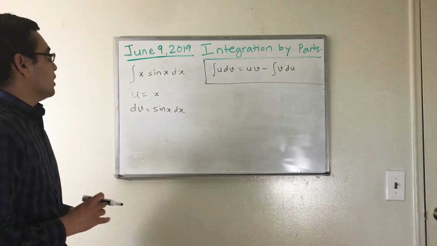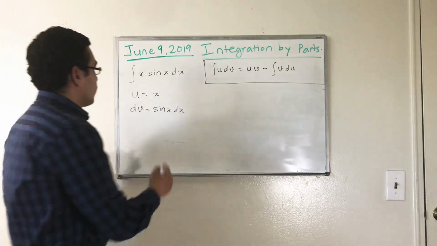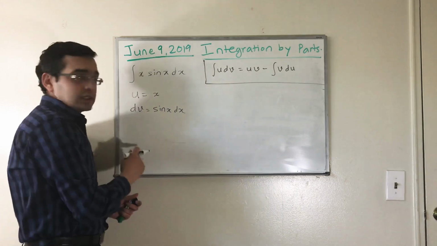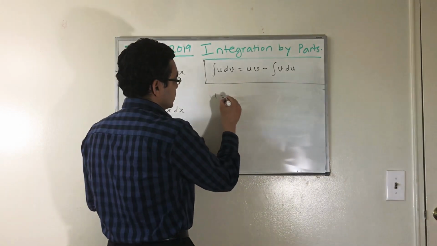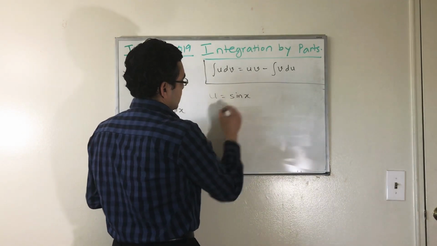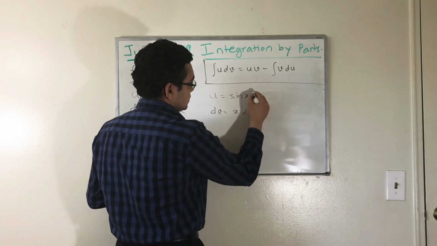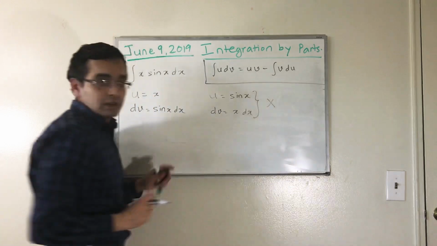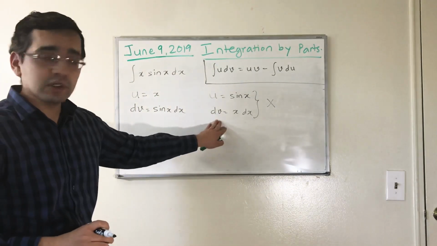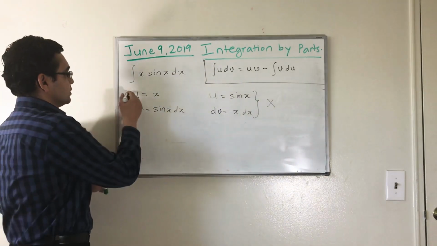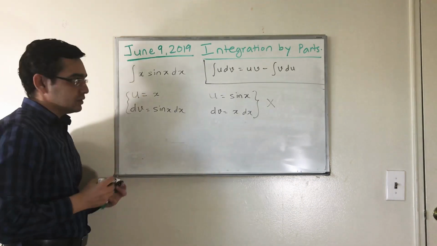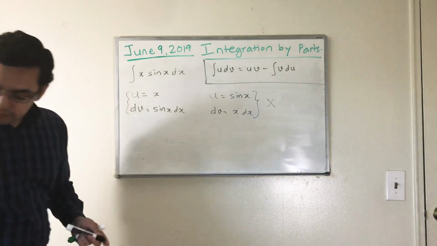All right, now you might ask me why am I choosing u equal to x. I can very well do u equal to sine x and dv equal to x dx, but this thing is not going to work, and I'll show you why it doesn't work. But for the moment, let's start with this.